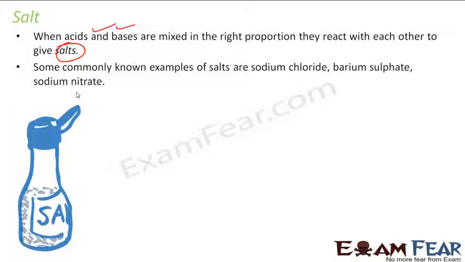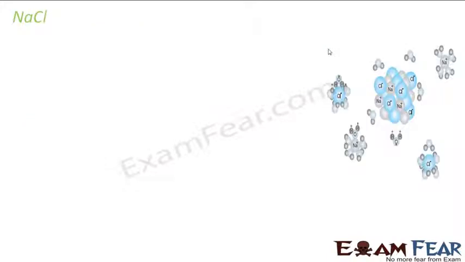A good example is common salt which we use. We call it common salt. The compound, you must be knowing, is sodium chloride. It's the common salt we use, and some of the other common salts are barium sulfate and sodium nitrate also. But sodium chloride is a very common salt we use in our dinner also. We use it for cooking food, and that's the definition of salt. And we'll understand the composition of NaCl a little bit more because it is very commonly available.